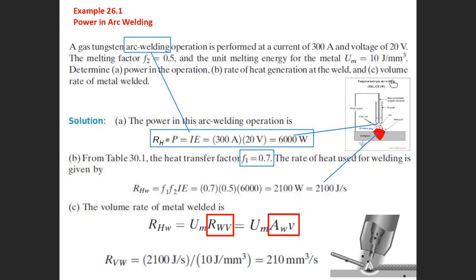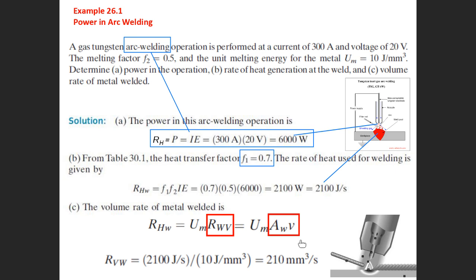The last question: what is the volume rate of metal weld? Volume rate means cubic millimeter per second. The volume rate of the weld can be obtained from RHW equals UM times AW times V, where AW is the weld area multiplied by the velocity, giving RWV in cubic millimeter per second.